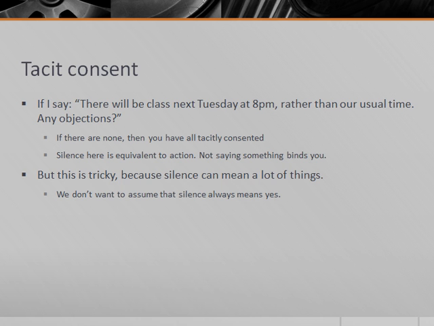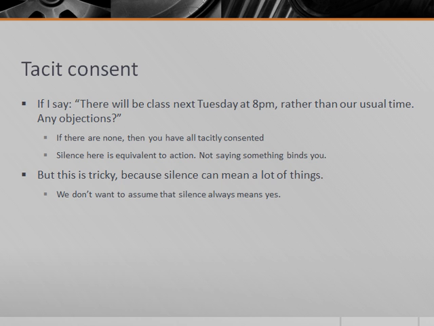Now, this is tricky because silence can mean a lot of things. Maybe some students were staring out the window and not paying attention, and other students, I don't know, could have been asleep. And if that's the case, then their silence just does not seem to be consent. Their silence just means they're not paying attention or they're asleep.